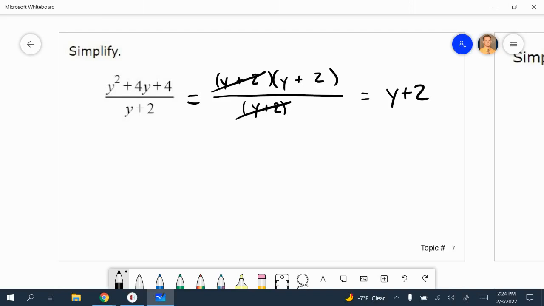Okay, we're going to go through topic number 7 right now. As you can see, I've got most of it already drawn out. And so I'll just kind of explain what I did here, and then we'll move on to topic number 8.